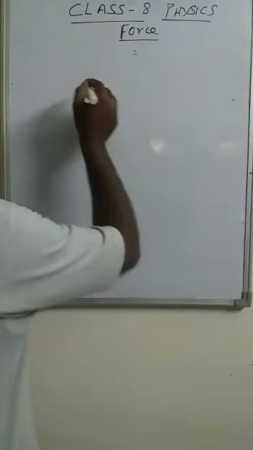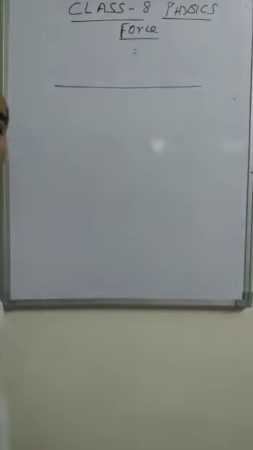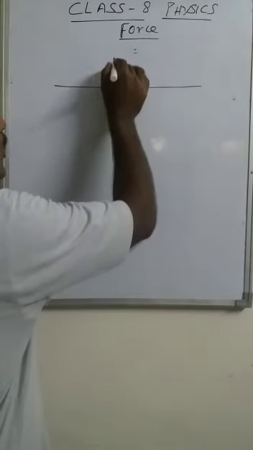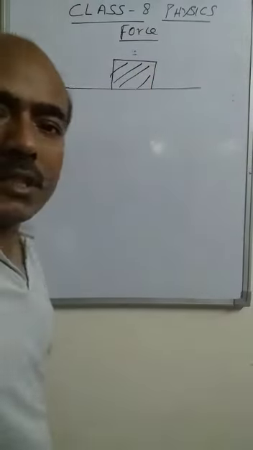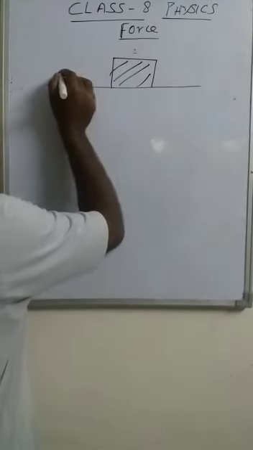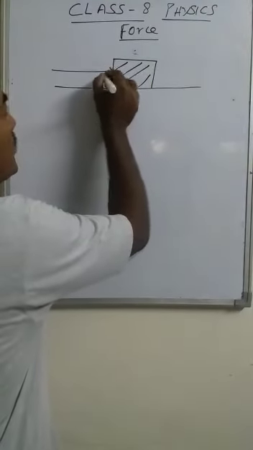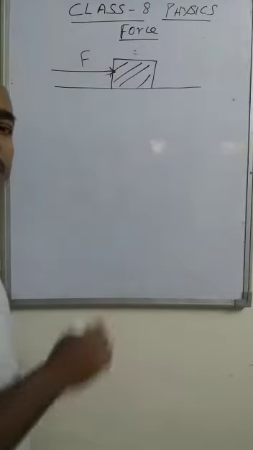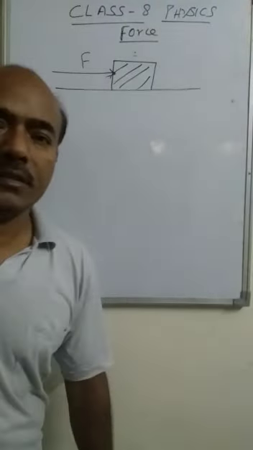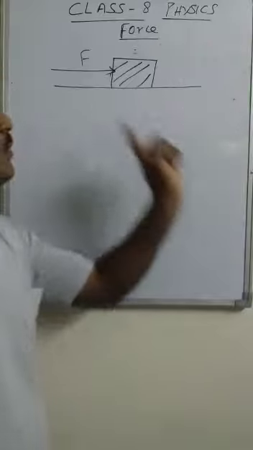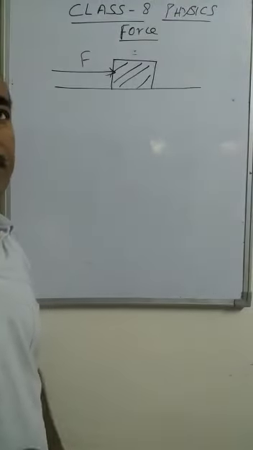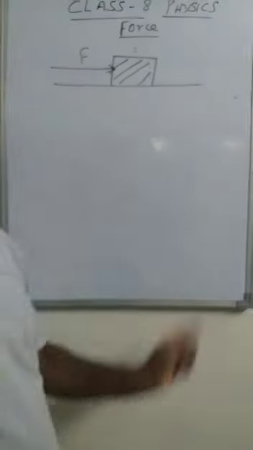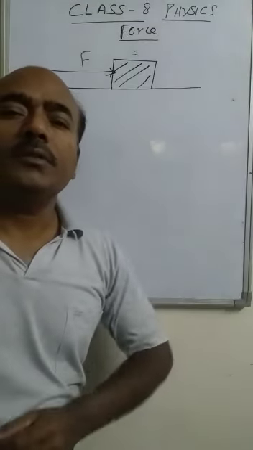If I take a horizontal surface and suppose a block is placed on it, then if I apply force, I have to touch the object to change its state. By applying force, the object will change its state. So, the force occurs due to interaction.